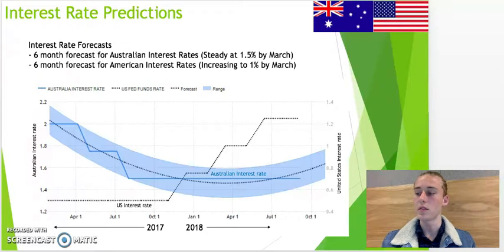Traditionally, increasing interest rates would see an appreciation of that country's currency. More realistically, higher interest rates lead to a depreciation of a currency's value.